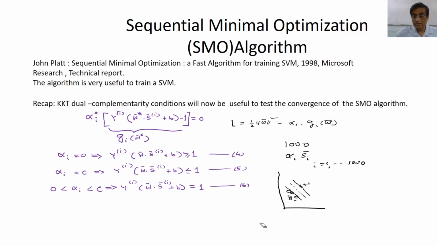So it's not that difficult to train a support vector machine, because mostly the alphas will be 0, because out of 1000 samples there will be very few support vectors. And how do we know that they are support vectors? For them, alpha will not be equal to 0, and for the others, alpha will be 0. We are getting this from the complementarity condition.